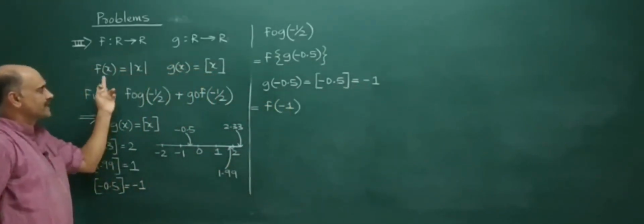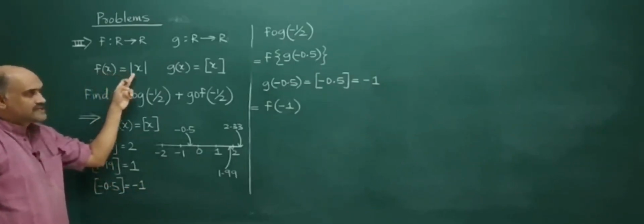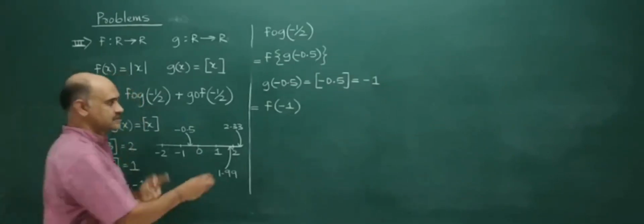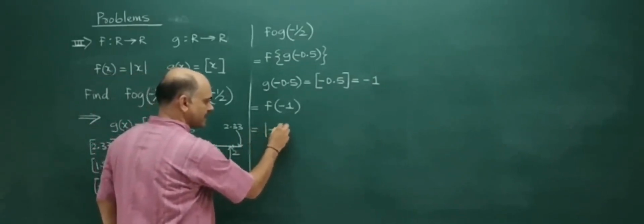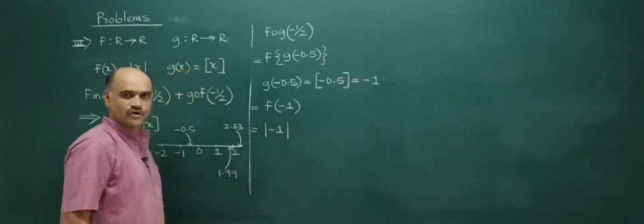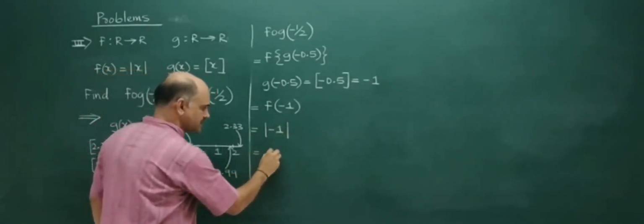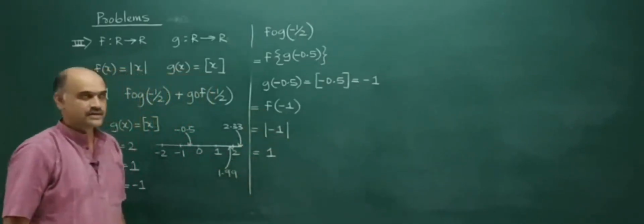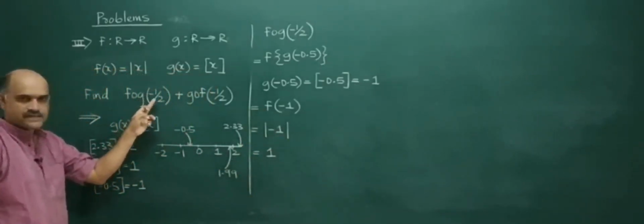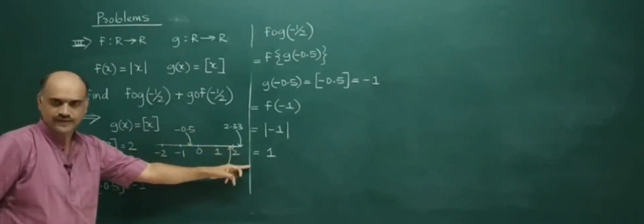Now f of minus 1. f of x is the modulus function. So modulus means mod of minus 1. In modulus we take the positive. So this is 1. So f of g of minus 1 by 2 is 1.